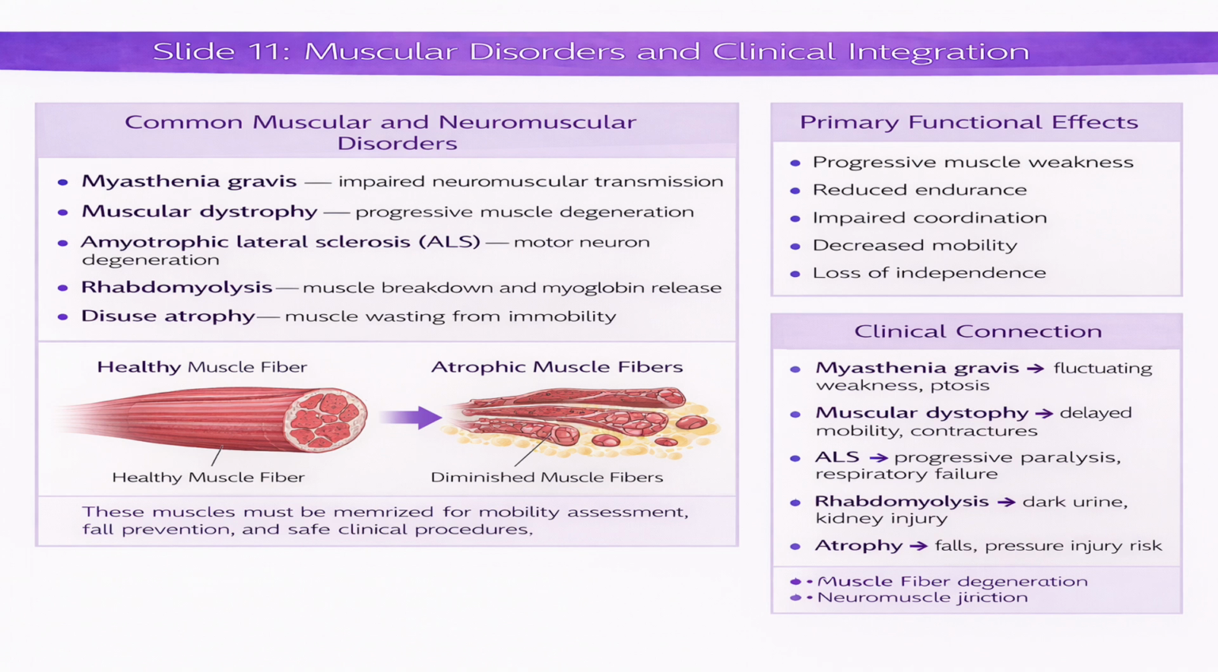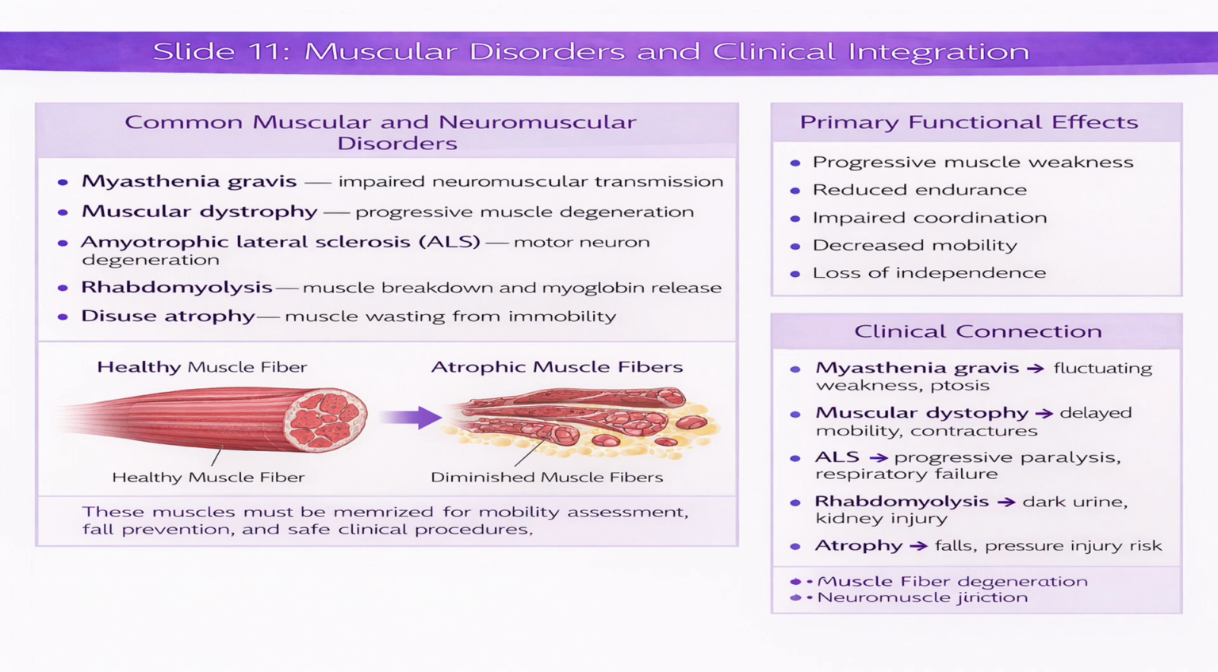Next, we have muscular dystrophy. It is a group of genetic disorders characterized by progressive muscle degeneration. Over time, patients develop weakness, contractures, and limited mobility. Amyotrophic lateral sclerosis, or ALS, is a neurodegenerative disorder that affects motor neurons. It leads to progressive paralysis and eventually respiratory failure.